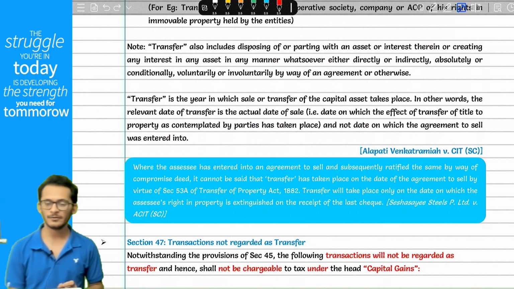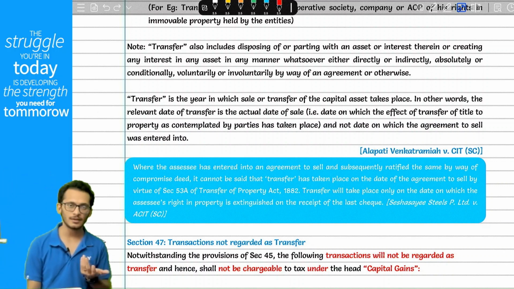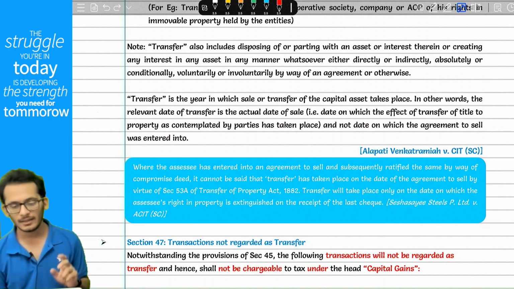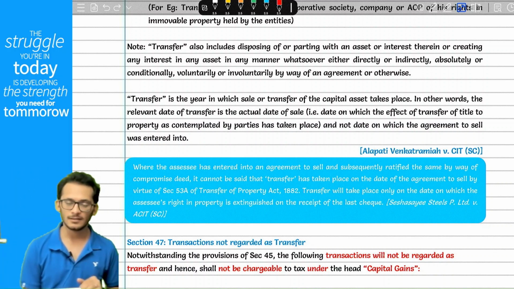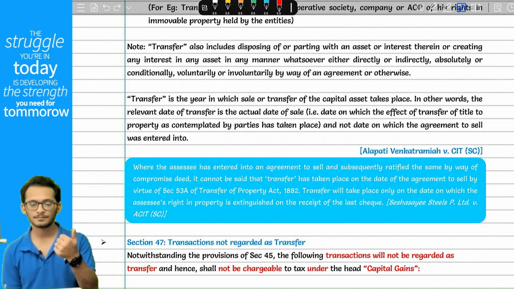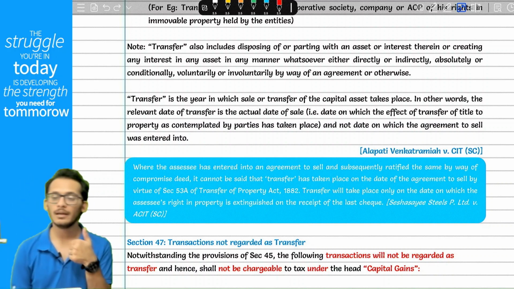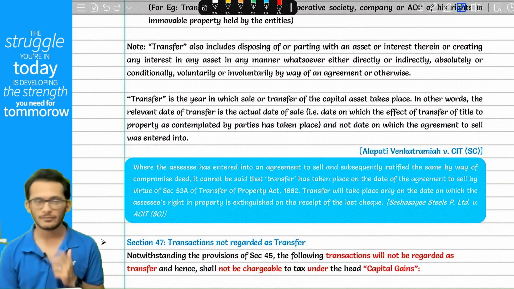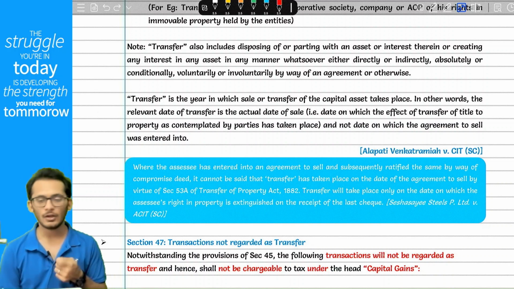When we read transfer, we also need to read those kinds of transactions which are not regarded as transfer. Income tax says some items are not regarded as transfer. The items which I told you are very important from an exam perspective are gifts. Any kind of gift given to someone will not be regarded as transfer.